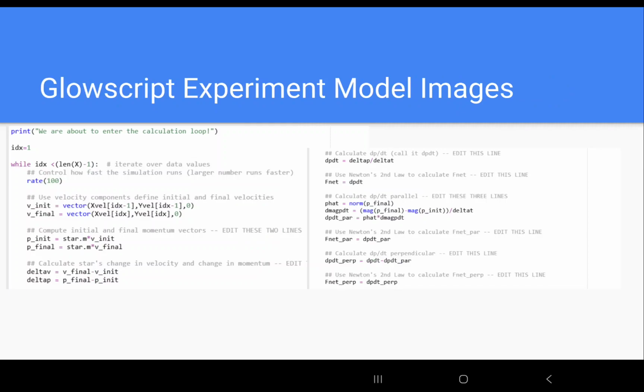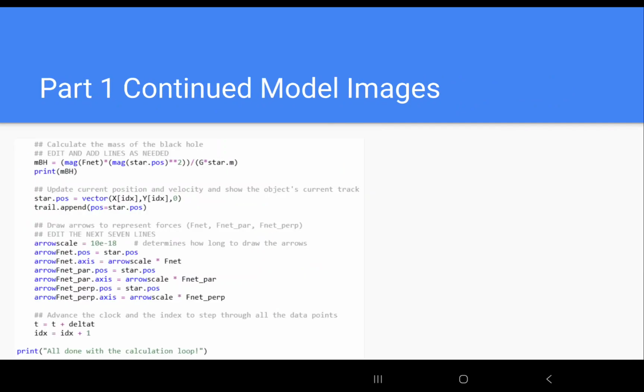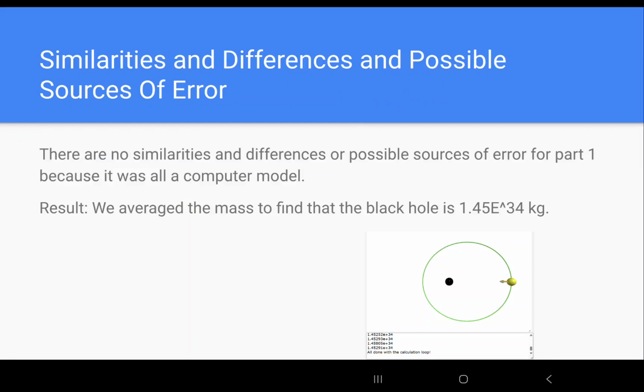From there we found dp dt, which is equal to the net force, and then we split the net force into parallel and perpendicular components. And then in order to find the mass of the black hole, we rearranged the universal law of gravitation to isolate the mass of the black hole on one side, and then from there we also printed out the arrows for the net force, its parallel component, and its perpendicular component.